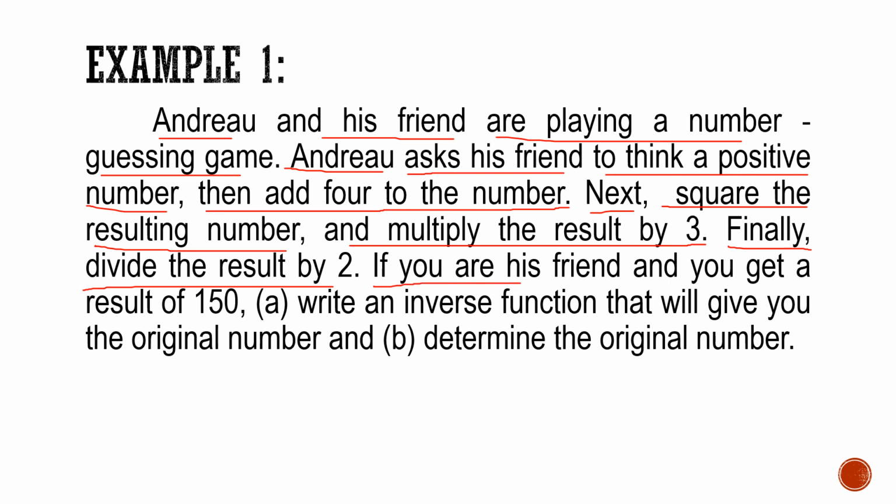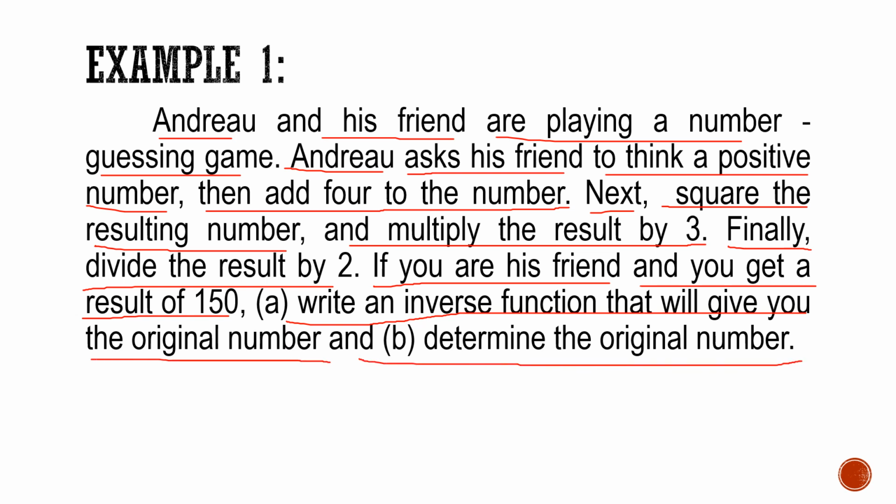So if you are his friend and you get a result of 150, write an inverse function that will give you the original number and determine the original number. So there are two things that we're asked to look for. First is to find the function that will give us the original number. And next is to find the original number.